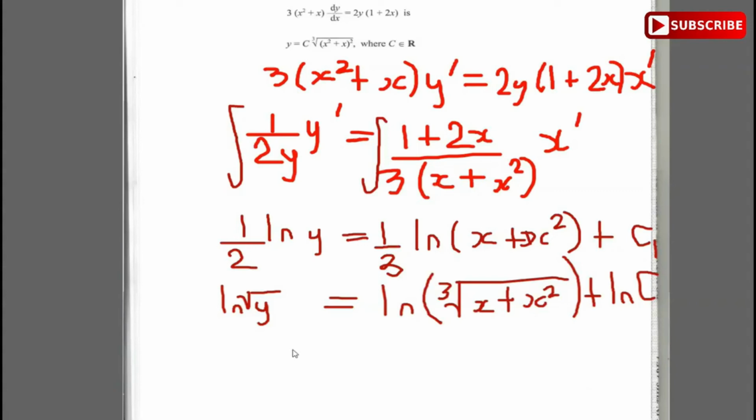So now I can continue. That implies, by using laws of logarithm, ln a plus ln b is ln ab. All right, and so the square root of y must be equal to c times the cube root of x plus x squared.